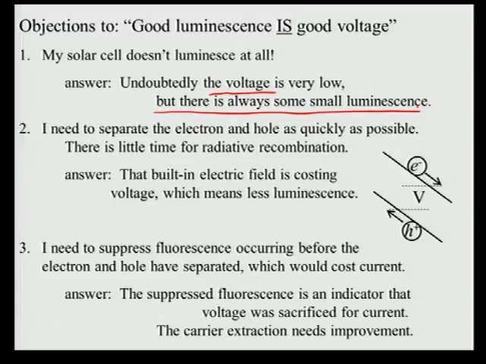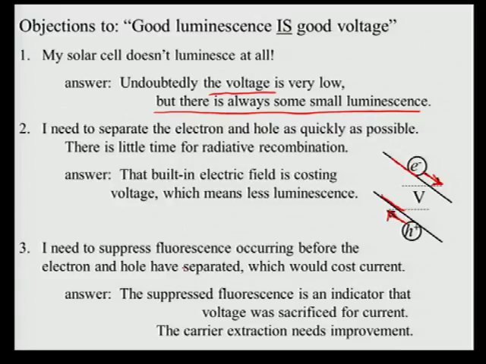Another objection is, I need to separate the electron hole as quickly as possible, so they don't have an opportunity to have non-radiative recombination. And my answer to that is, if you have the type of solar cell that requires that built-in electric field, that built-in electric field is voltage that's not going to be available to you. So this is not a good thing. It may be necessary, but it's not a good thing for your solar cell.